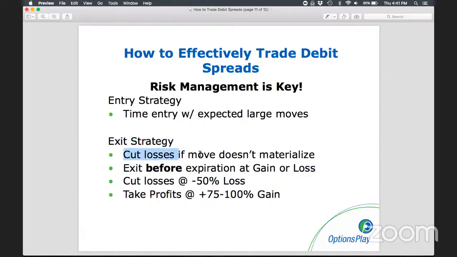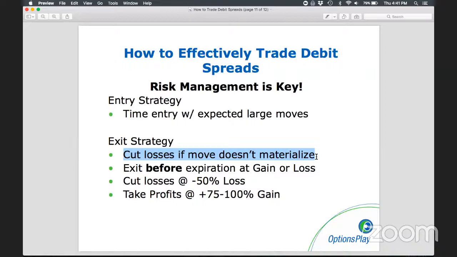Number one, you want to cut your losses if the move simply doesn't materialize. So we talked about entering a debit spread only when we expect a large move. So if you enter a debit spread and the move doesn't happen, that's an indication that you should get out. Doesn't matter whether the trade's up or down. If your original view that the stock's going to make a big move doesn't happen, that's your reason to get out.